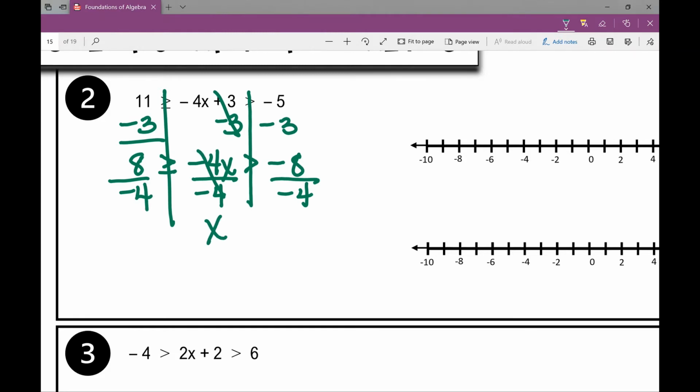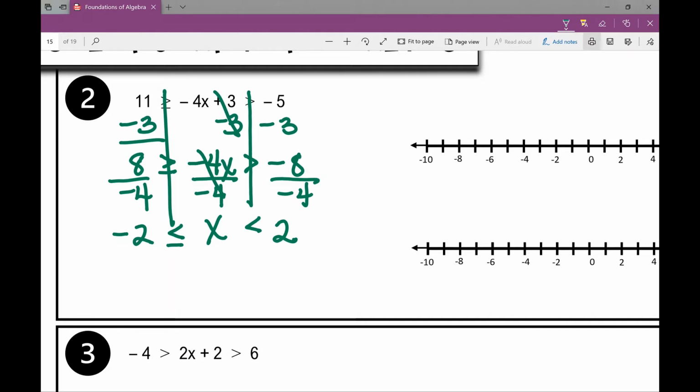8 divided by -4 is -2. -8 divided by -4 is +2. Because I divided by a negative, what must I do to my sign? I need to flip it, right there and right there. Okay? So now we flipped our sign.